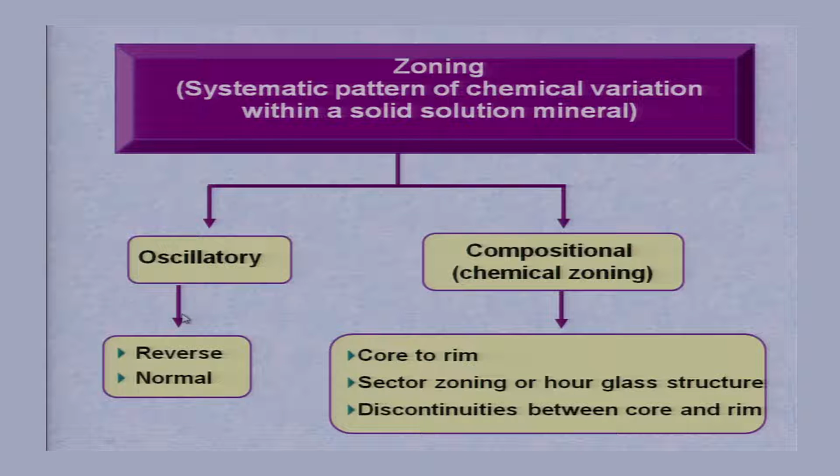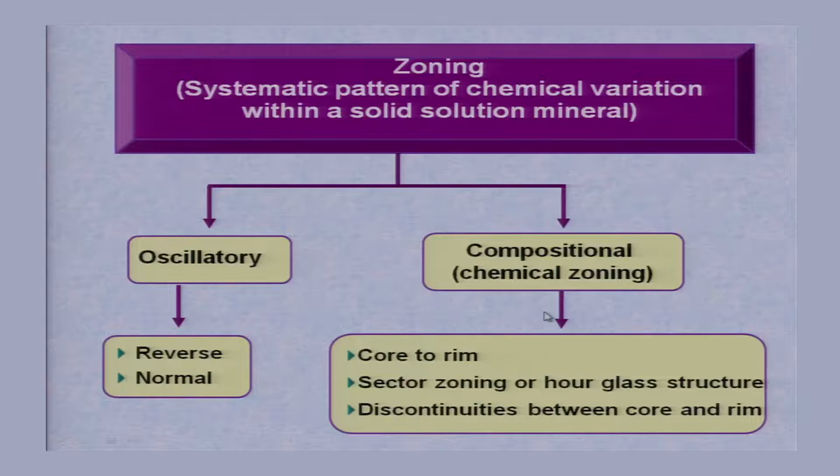Reverse zoning is also seen in some of the rocks, where the cooling process is reversed by incorporation of another batch of melt. As a result, reverse oscillatory zoning is also formed. Compositional zoning goes from core to rim; sectorial zoning or hourglass structure, and discontinuities between core and rim are also seen here.